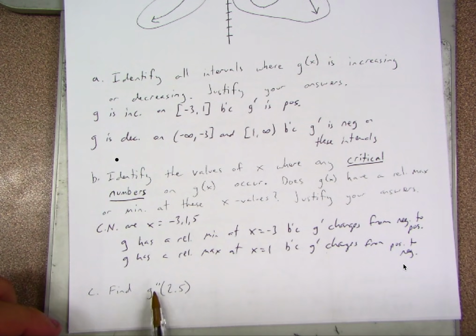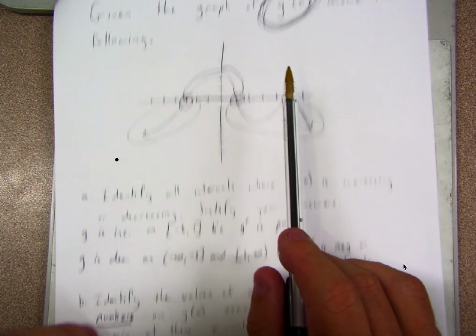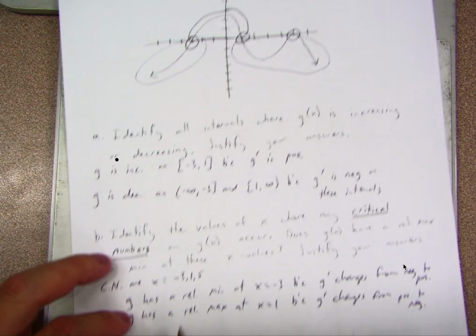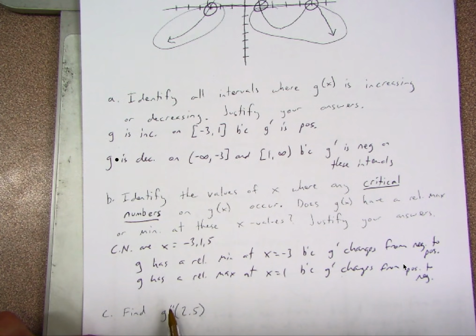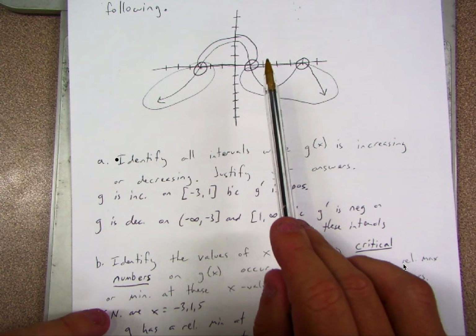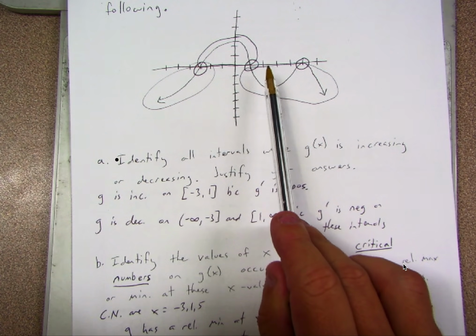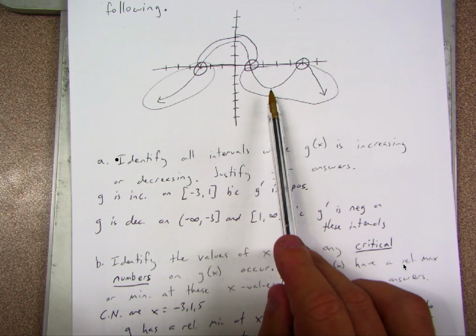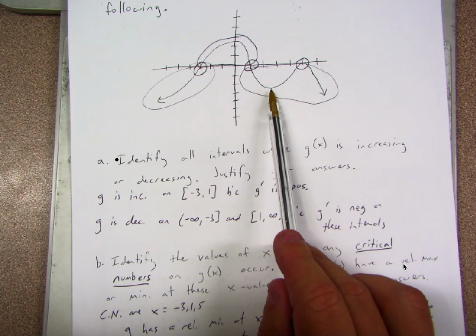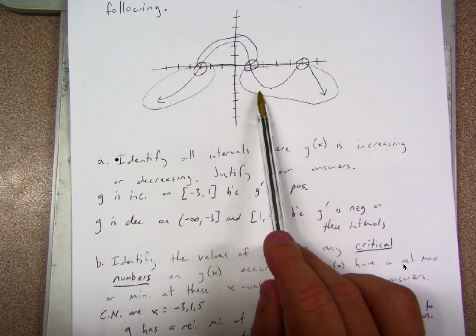Last one. So if this is the graph of G prime, and they're asking about G double prime, well, this is asking about the slope of this graph at 2.5. So right here at 2.5, this is saying, what's the slope right here at this point? And it's a horizontal tangent, so the slope is 0.